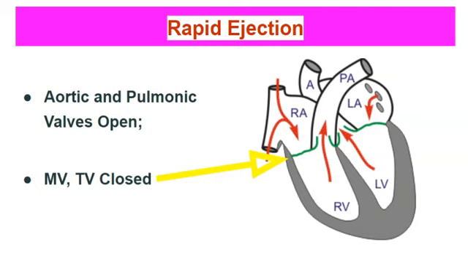So during rapid ejection, the aortic and pulmonic valves open, and the mitral and tricuspid valves close. And here's the blood being ejected out, either through the aorta or through the pulmonary artery to the lungs.